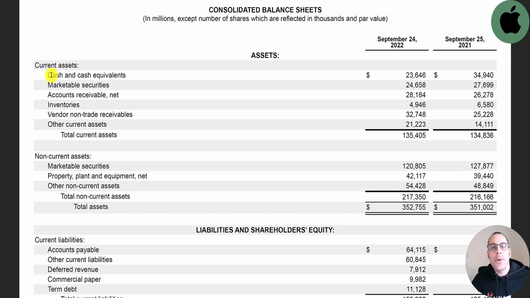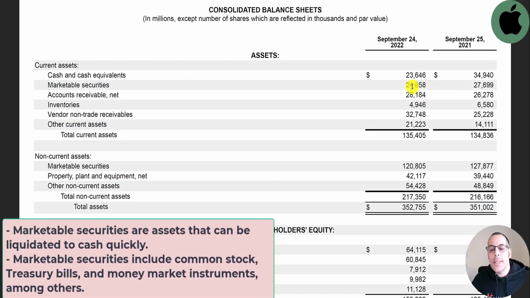It's the least liquid to the most liquid. So cash is the most liquid. The definition of liquid is cash. They have $23.6 billion in cash in 2022. Last year, at the end of September, they had $35 billion. Marketable securities, if they own any stock or bonds, that's marketable securities. That's also really liquid. If the market is open, you can sell most stock within seconds. You can easily convert it to cash.